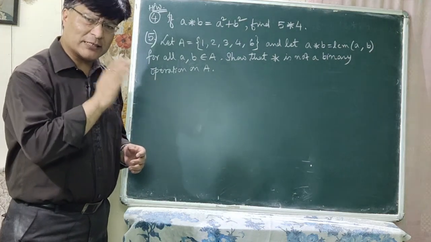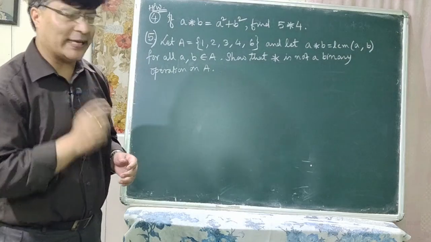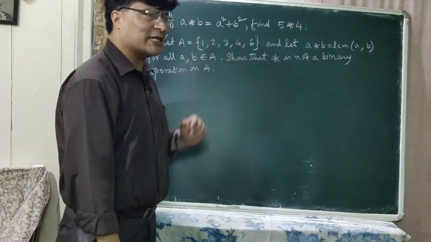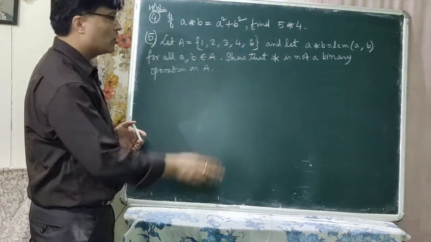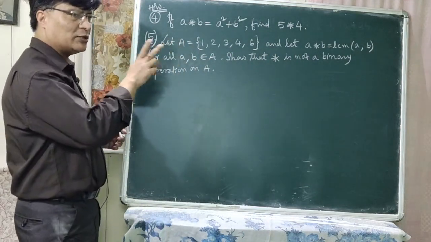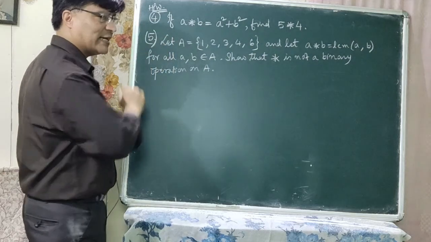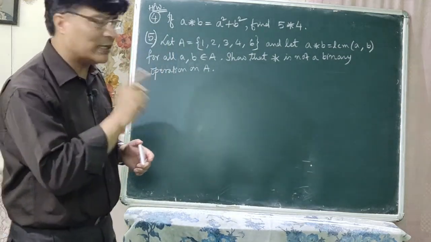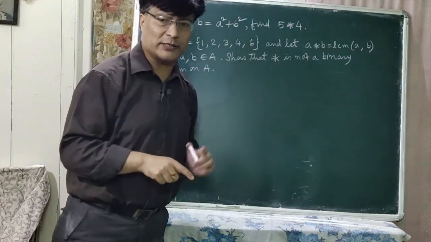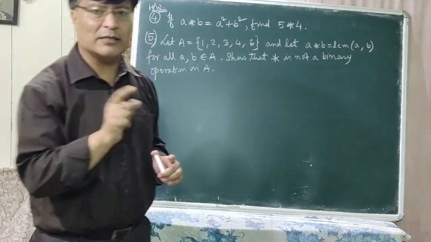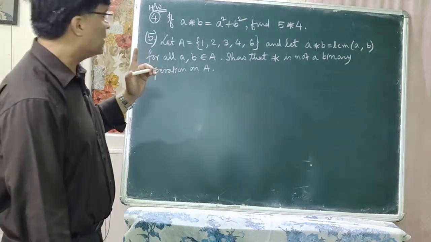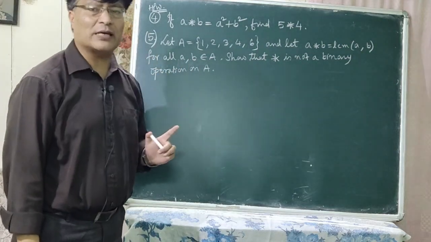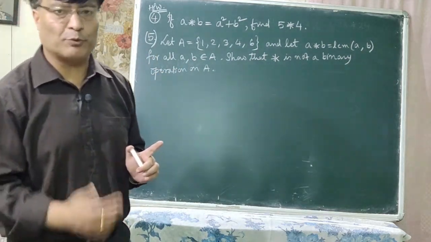If you want to prove that star is a binary operation on A, then when you take the LCM of any two elements A comma B that belong to the set A, the LCM must again be in the same set A. Only then is star a binary operation on the set A. Okay. So here in this case star is not a binary operation. You have to prove it.